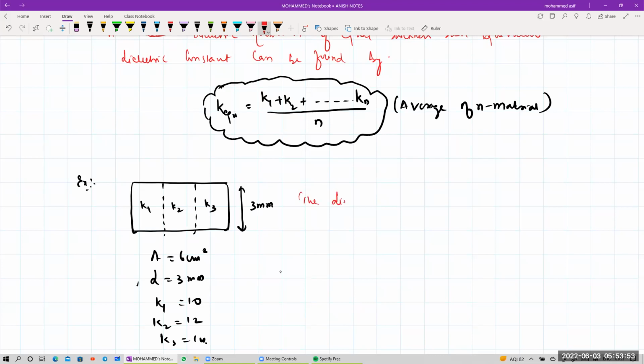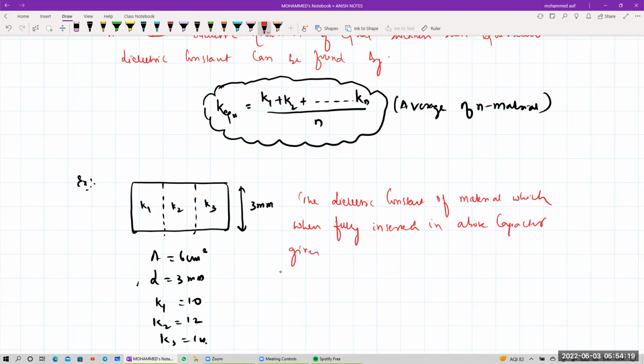The dielectric constant of a material which, when fully inserted in the above capacitor, gives the same capacitance is how much? What will be the answer?